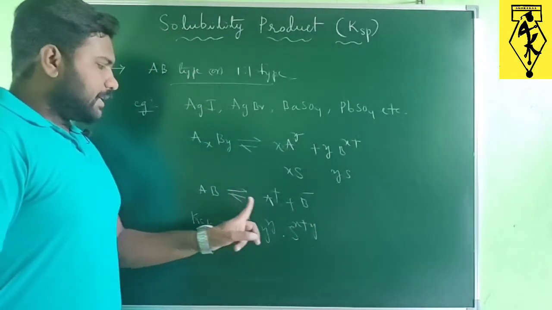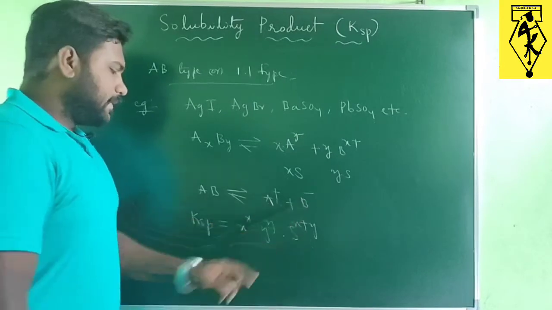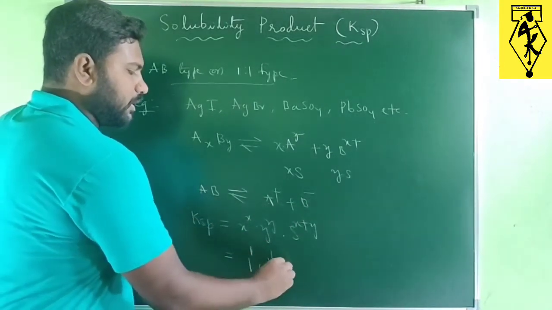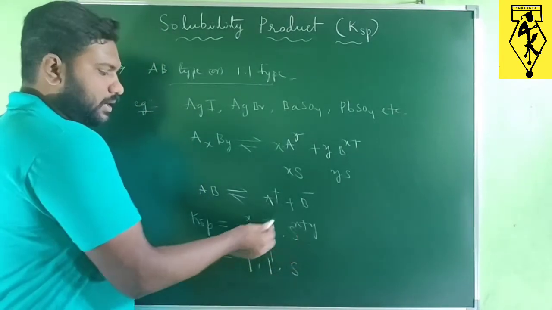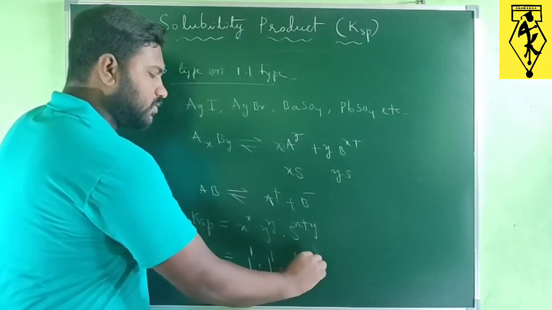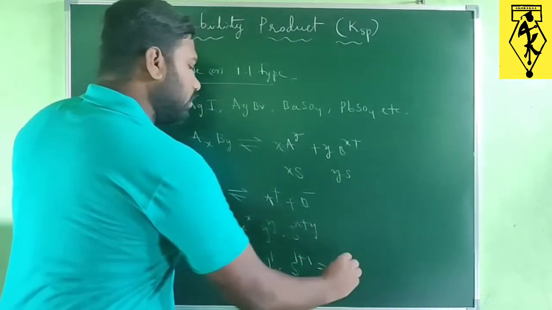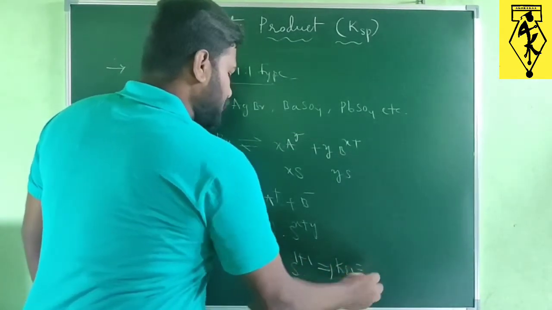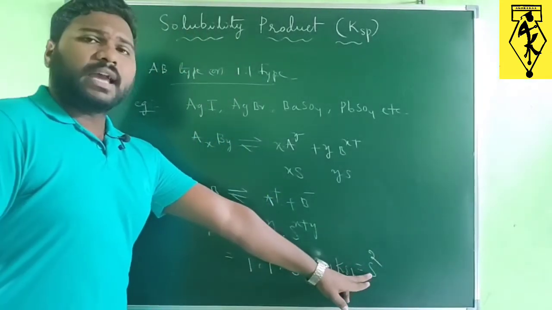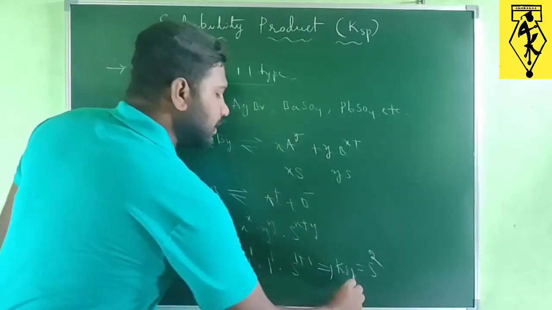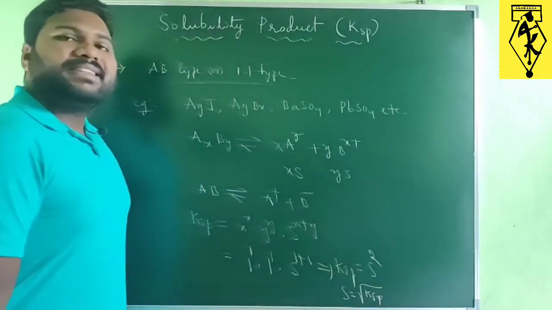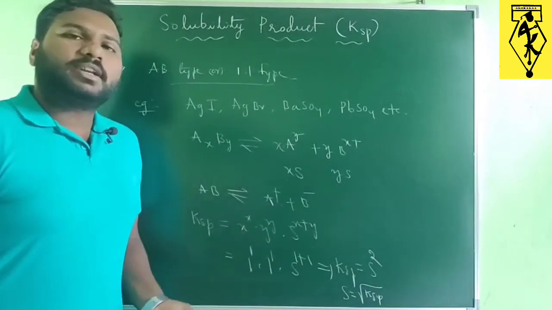Here x and y values are 1. So 1^1, 1^1, and S^(1+1), that is, Ksp is equal to S square. If you want to calculate the solubility S here, S is equal to the square root of Ksp. This is one method, or else in another method also we can do it.